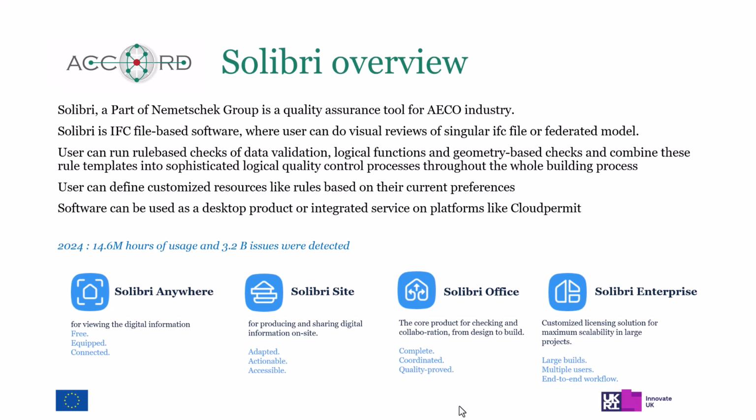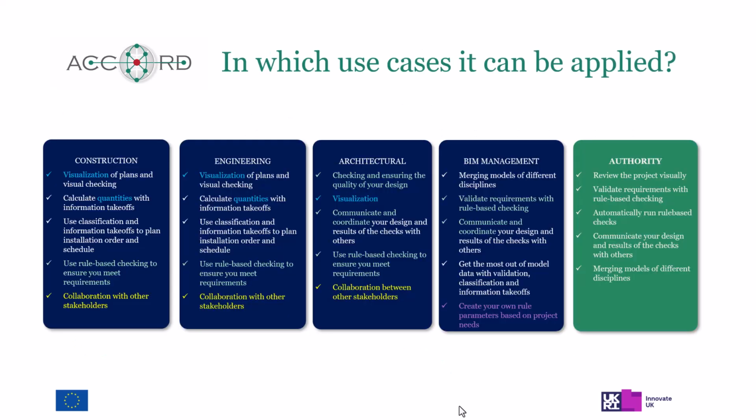We have 4 different options of our software products, and here we are focusing on Solibri Office, which contains the rule-based checking. As a little detail, we found out that in the year 2024, 4.6 million hours of usage and 3.2 billion issues were detected with Solibri. In which use cases can it be applied?